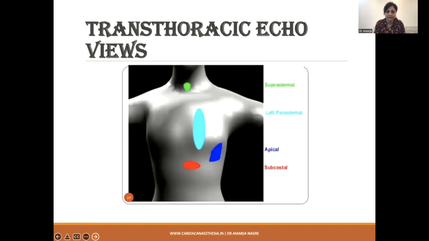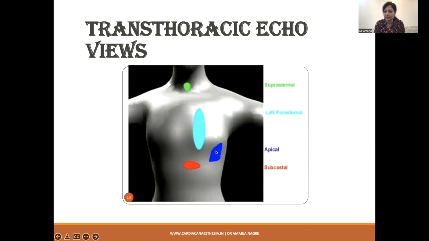Now, coming to the echo views as such, there are mainly 4 views to name: the suprasternal view, left parasternal view, apical, and subcostal. But as an anesthesiologist, we have to be very well versed only with the 3. That is the left parasternal view, which is just on the left side of the sternum, as the heart is situated on the left side. Just keep your probe on the left parasternal side, where exactly I will be telling, and that is the left parasternal view, which gives a lot of information to us.